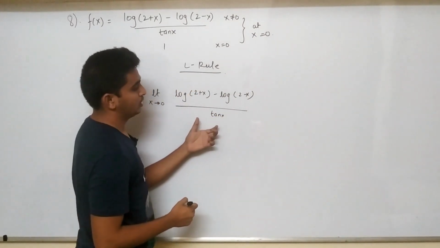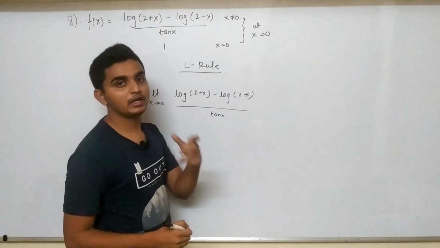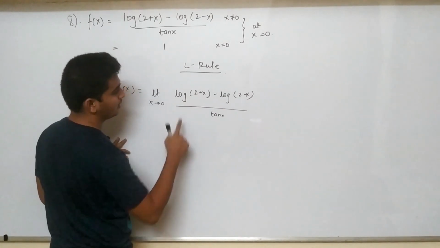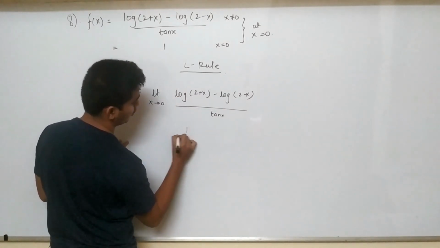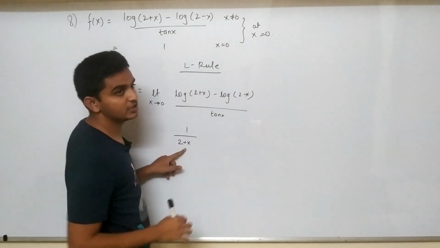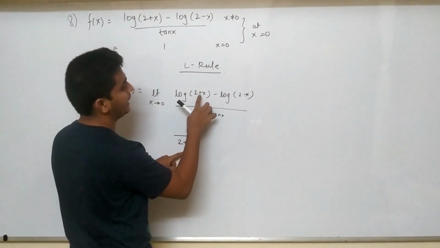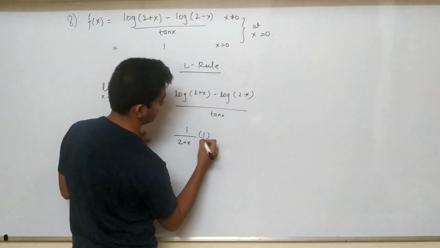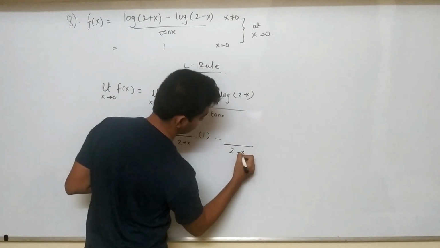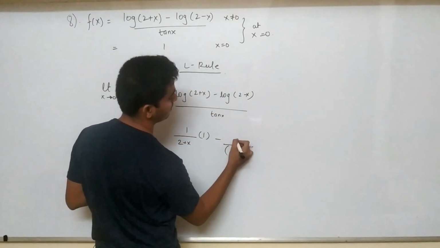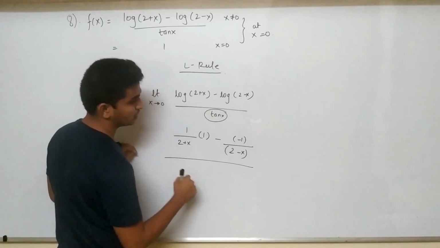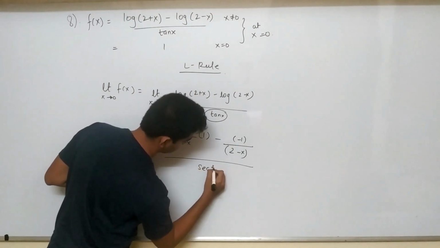Now we need to differentiate the numerator independently and the denominator independently. So the log differentiation will be: log f of x will come down, so 1 upon 2 plus x, and then we have to differentiate 2 plus x. So 2's differentiation is constant, so it is 0, and plus x will be 1, minus log 2 minus x differentiation, which will be 1 upon 2 minus x times minus x differentiation, which is minus 1, everything divided by, now we have to differentiate tan x. So tan x differentiation is sec square x.